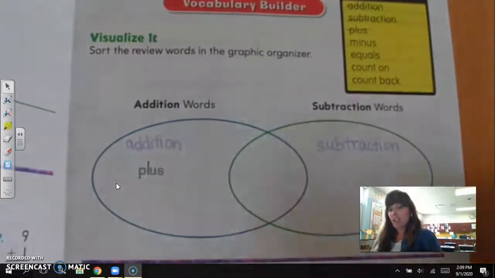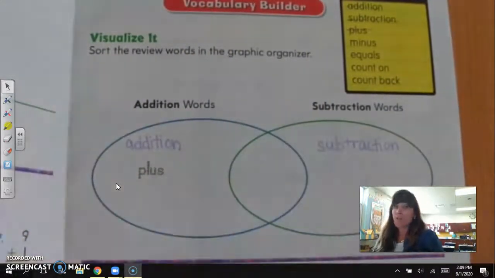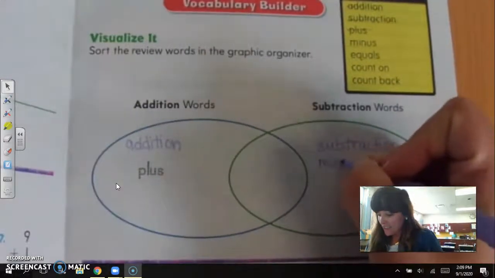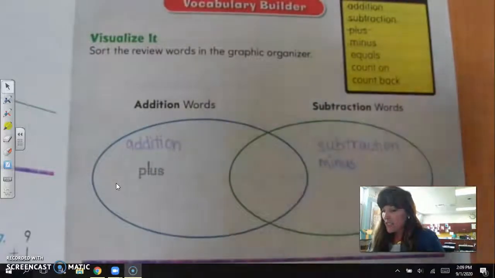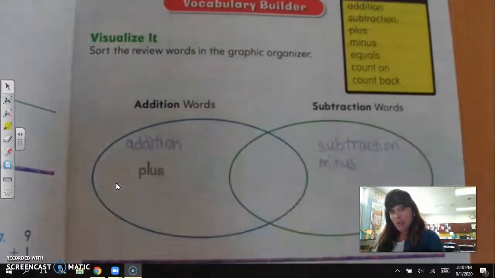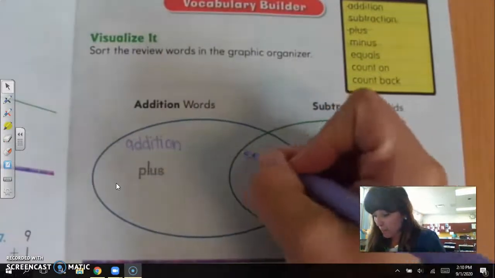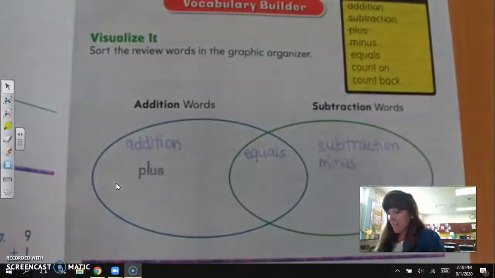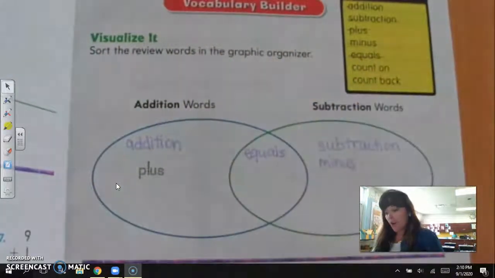The next word is minus. Is that going to go in the addition, subtraction, or in the middle for both? Right, in the subtraction. Minus equals. So let's think about when we have an addition sentence and when we have a subtraction sentence. Do you use the word equals in both of those? Yeah, so equals is actually going to go here in the center because it's for both. Boom. Cross that off.